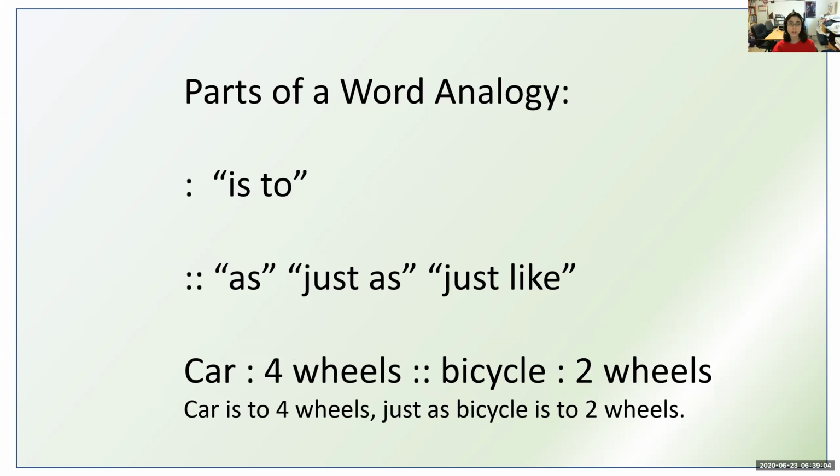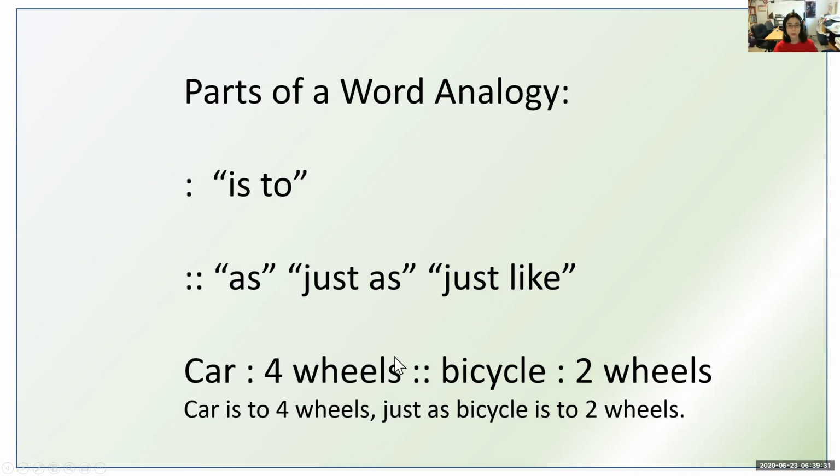Okay, so there are some parts of a word analogy that is good to know. So whenever you see a colon, that means is to. Whenever you see 2 colons, that means as or just like. So I have an example here. So we have car, and then we have this colon here, and then 4 wheels. So we know that a colon means is to. So this would read car is to 4 wheels.